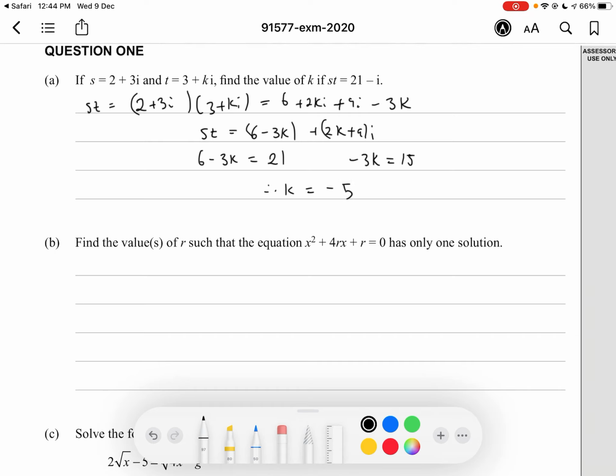We can use this to check that our imaginary part is also equal to negative 1. So 2 times negative 5 is negative 10, plus 9 is negative 1. So it is indeed negative 5. And this should just be an achieve level question.